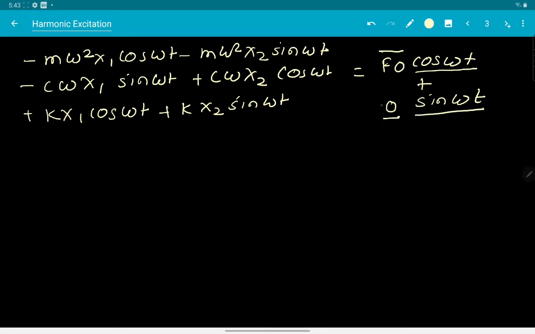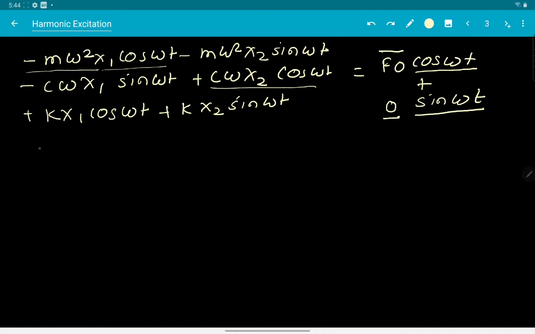You can have some other weight associated with it, but we are considering 0 weight for sine omega t to start with. You could have given 0 weight to cos omega t and f0 would have been over here. That is also quite possible, but we are starting with this typical case. Now we are going to collect all those terms which have cosine in them, then club all those terms which have sine in them, and then balance out the two sides. If we do so, we get this.